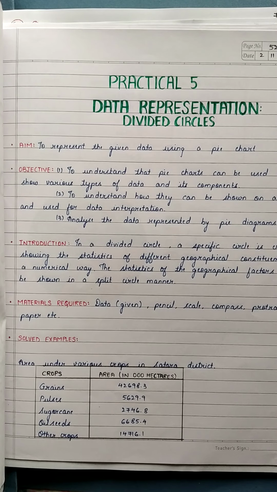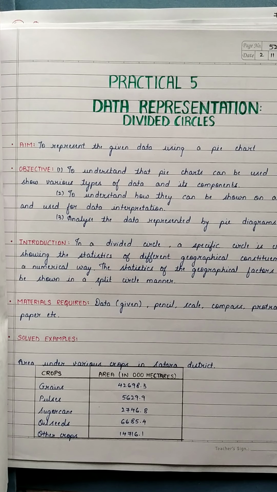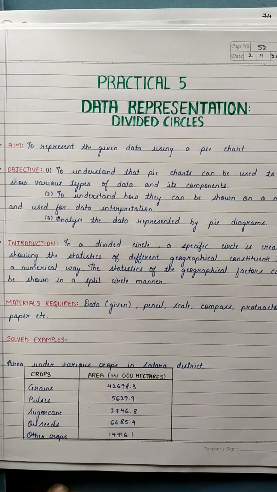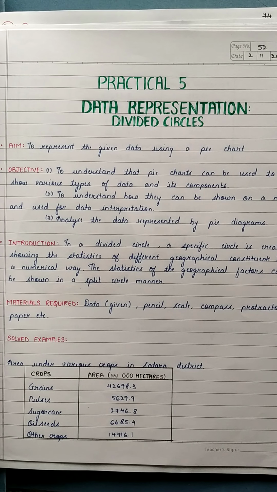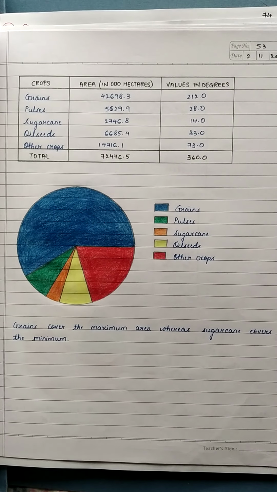So this is how you are going to start writing the practical for practical 5, that is aim, objective, introduction, material required and solved examples. Now here the material required is protractor with colors, you require different pencils and scale. Okay, so next is the solved example.